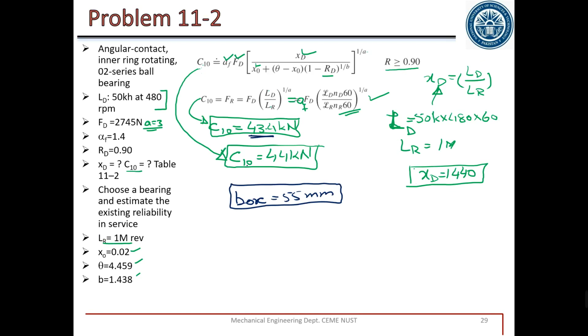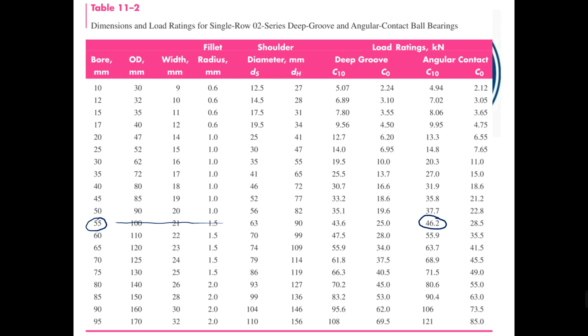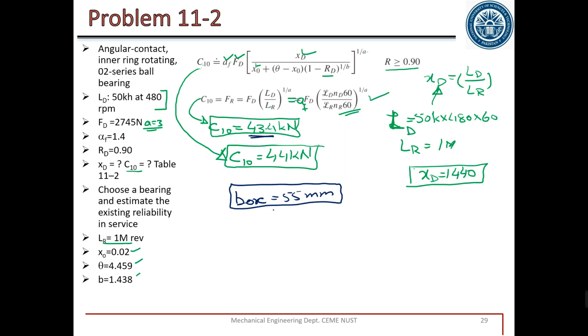Once we have this answer, now things have to be changed a little bit, because our desired load was 44 or 43.4, and we have selected a bigger bearing. A larger bearing means the joint is safer for the load. It means that reliability might be increased. So what can we do? Use this 55 mm bearing, and for this 55 mm bearing, what is the rated load? 46.2. So the rated load for this bearing, C10, is equal to 46.2 kilonewton.